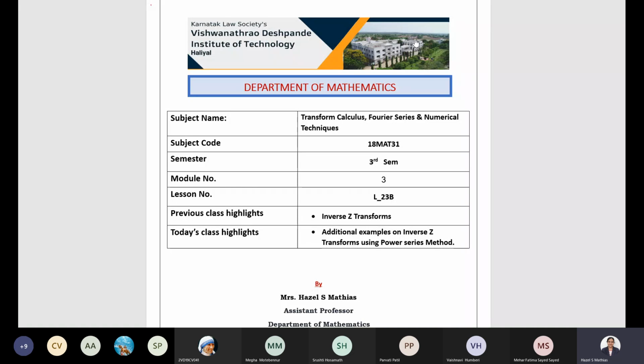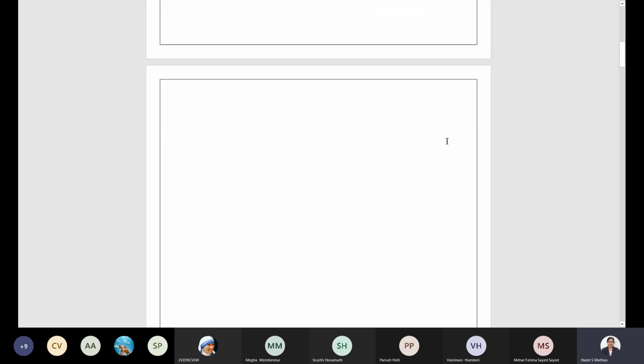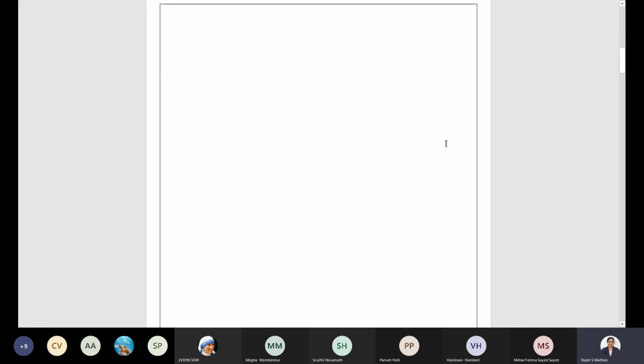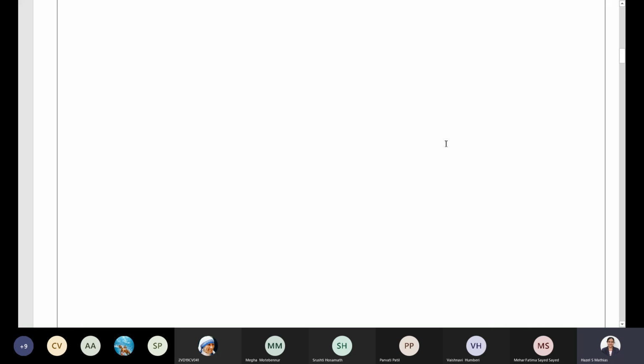In the previous class, we were discussing how to find the inverse Z transforms using the method of partial fractions. About all these things we have discussed in the previous class. So let me briefly go through the method, how we have found the inverse Z transforms using the method of partial fractions.